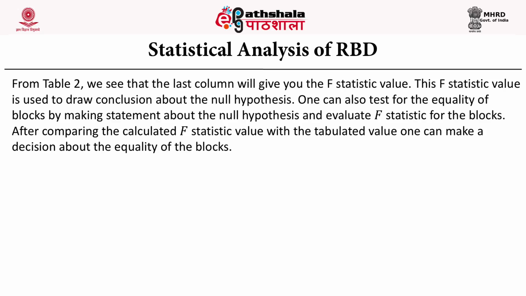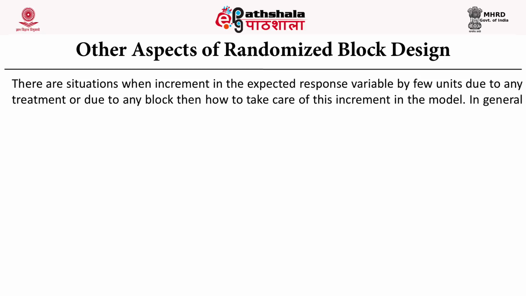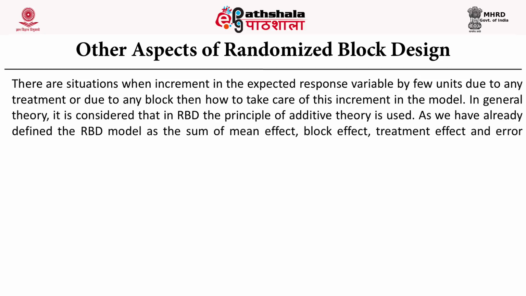After comparing the calculated F statistic value with the tabulated value, one can make a decision about the equality of the blocks. So there are other aspects of the randomized block design. There are situations when the expected response variable increases by a few units due to any treatment or any block. How do we take care of this increment in the model?